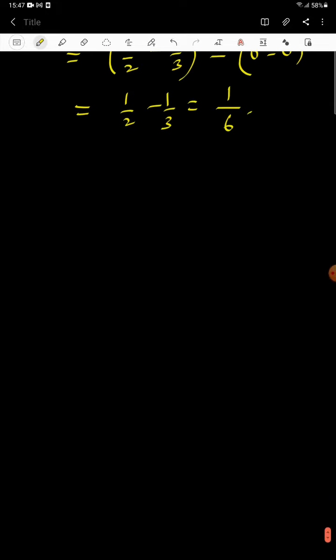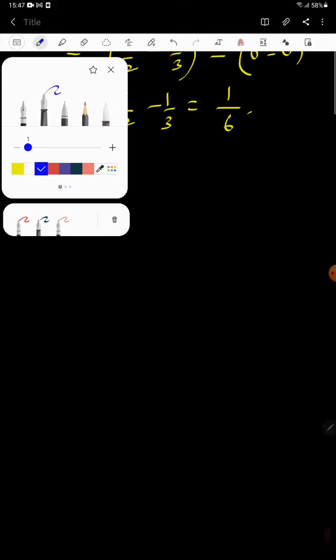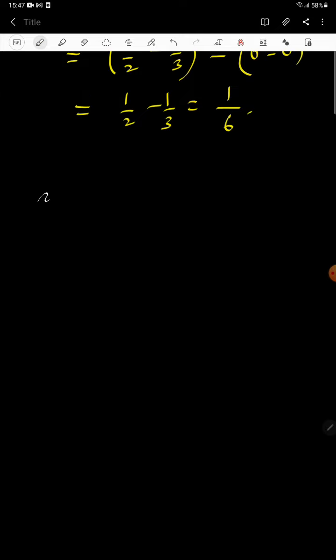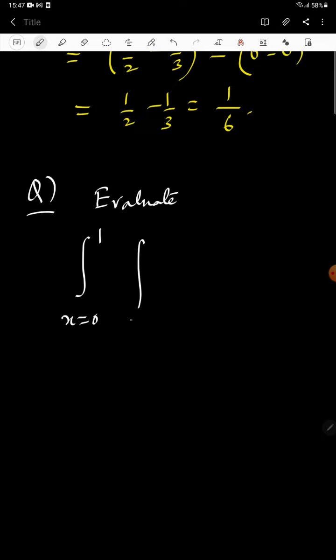Now the same thing applies to triple integrals. I'll just give a short touch, because it's a revision video and I don't want to waste much time. In the case of a triple integral, suppose you have an integral like this. Evaluate integral x is equal to 0 to 1, integral y is equal to 0 to 1 minus x, integral z is equal to 0 to 1 minus x minus y.